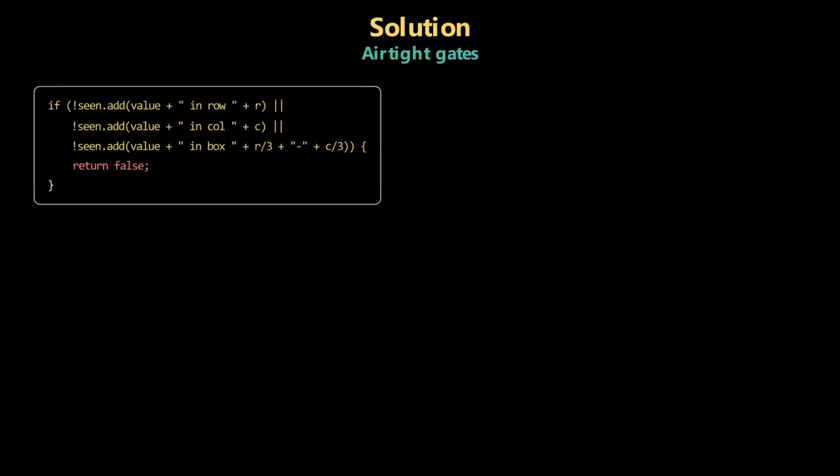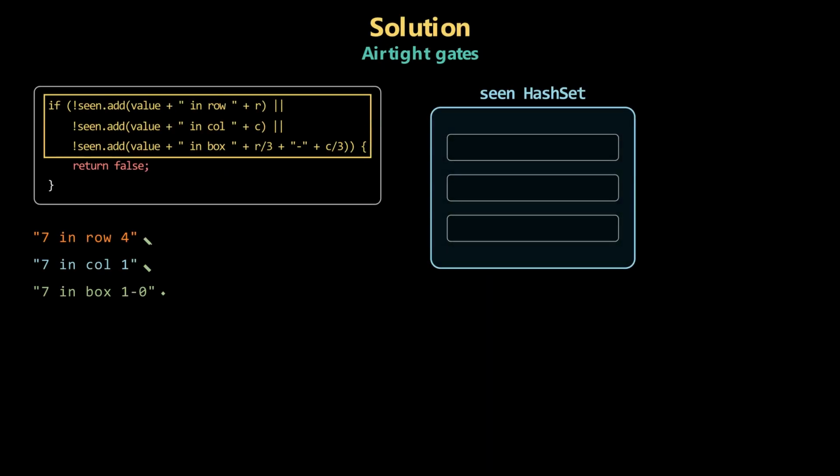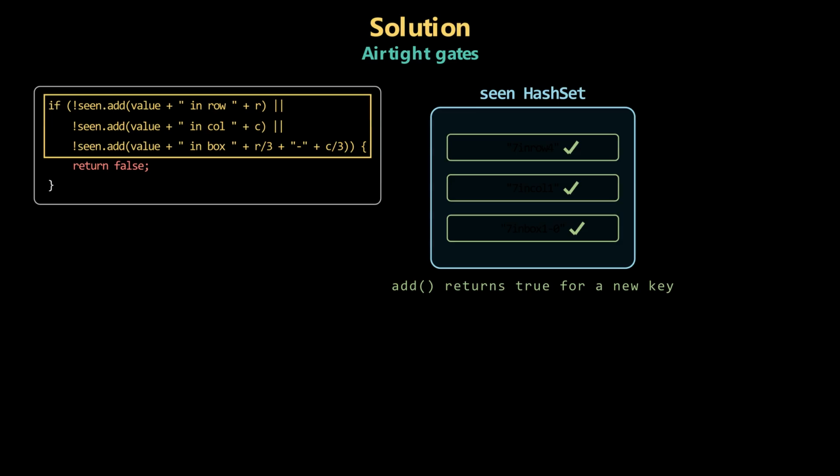Now we attempt to insert all 3 keys into our hash set. Instead of checking if the set contains the key before adding it, we use a beautiful shorthand efficiency trick. A set insertion can tell us whether the key was newly added, true means the key was accepted, and false means it was already in there. By placing an exclamation mark in front of our add calls inside an OR condition, we try to insert them all in a single line of code.